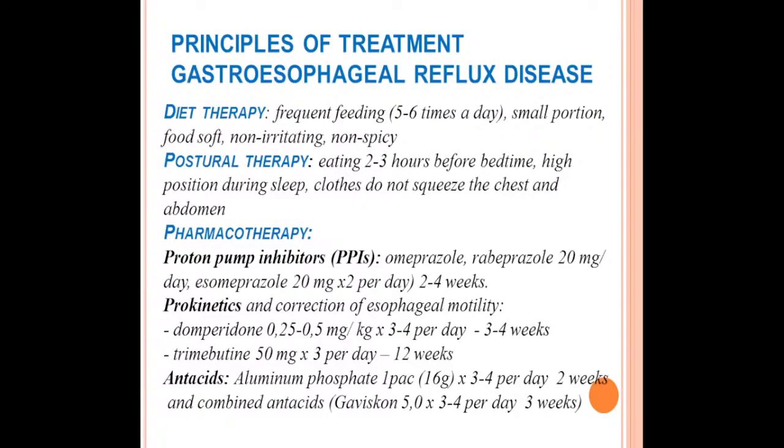Domperidone is used longer than proton pump inhibitors. And maybe trimebutine, which is for correction of esophageal motility, for a long time, maybe up to 12 weeks. Antacid drugs: aluminium phosphate, 1 package of 16 gram, 3-4 times per day during 2 weeks. And combined antacids, for example Gaviscon, 5 milligram or 5 gram, 3-4 times per day during 3 weeks.